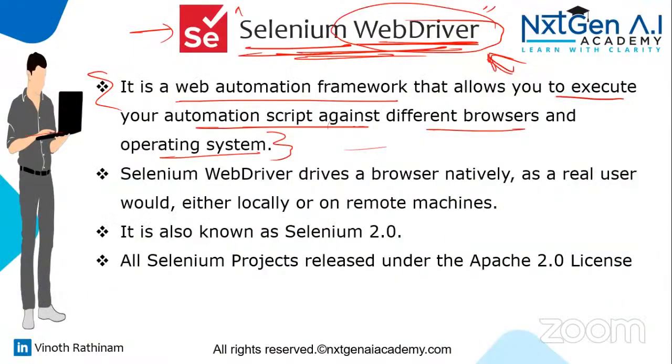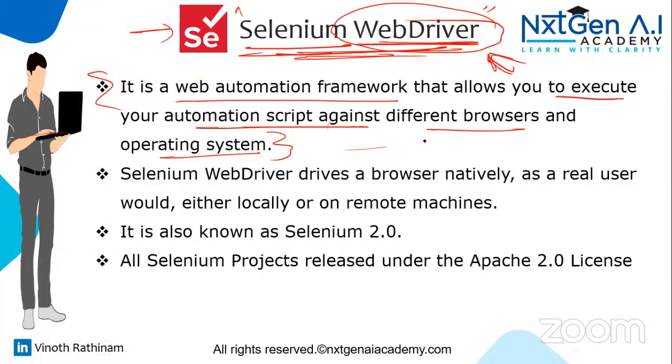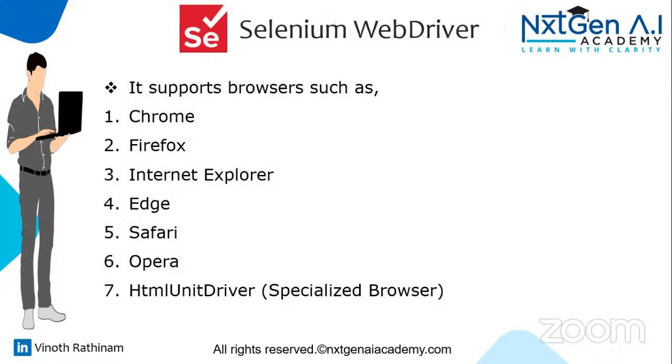What they are saying is, again, it's a framework. With that, you can automate and run the test case in different browsers and operating systems, in simple terms. And not only locally, we can do it even on remote machines. And this we call Selenium 2.0. And even though it's an open source tool, remember, we will be using the Apache 2.0 license. So we have the license to execute Selenium, but still it's free. All the Selenium projects will be executed under Apache 2.0 only.